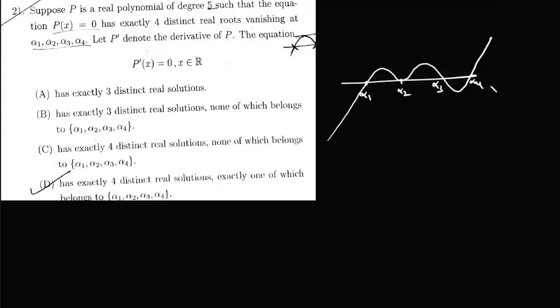Now it says this equation P dash x equals 0 has how many roots? Now this function, its derivative will be 0 at this point, at this point, at this point and at this point. So P dash x will be 0 at 4 points, and one of those points will be any one of alpha 1, alpha 2, alpha 3 and alpha 4. So answer to this question is this P dash x will have exactly 4 distinct real solutions, and exactly one of them will belong to this set containing alpha 1, alpha 2, alpha 3 and alpha 4. So answer to this question is this option B.